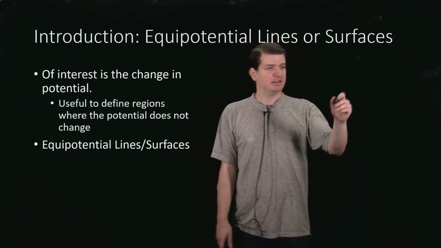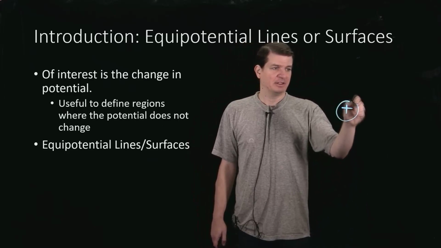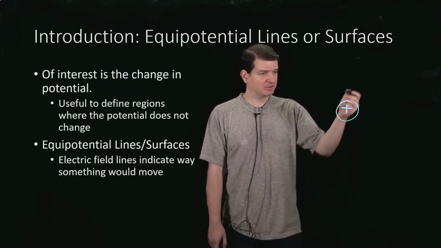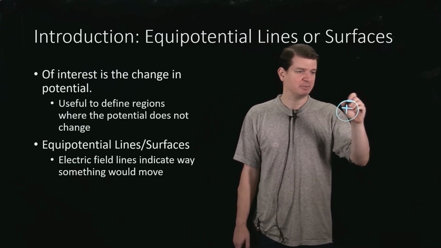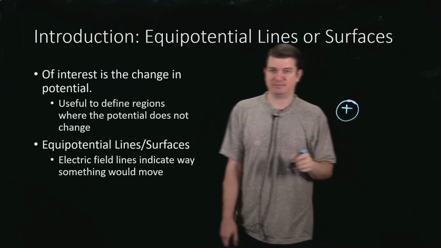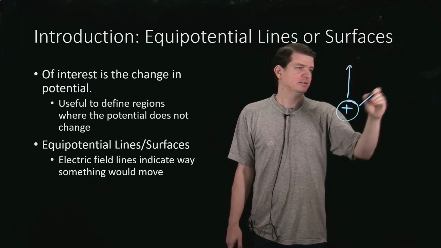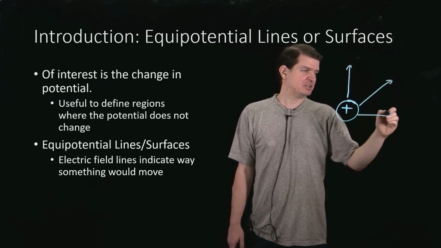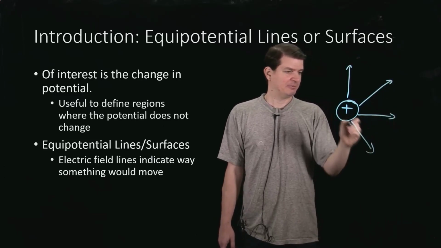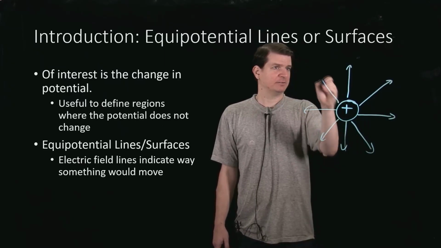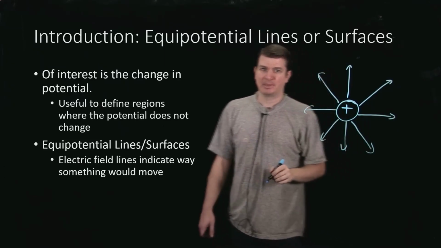So let's think about having a charge. We can draw in our electric field. The electric field line indicates the direction something, which is particularly in this case a positive charge, would move. So the field lines point away from this positive charge. We've seen this several times before, so I'm not drawing anything new there.